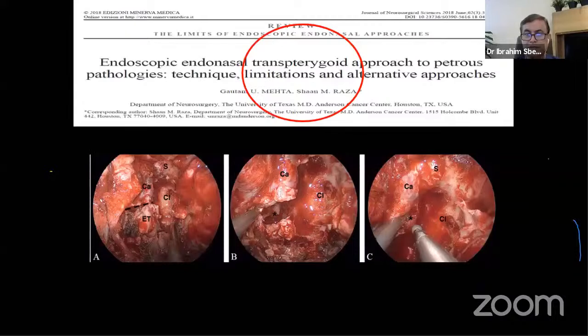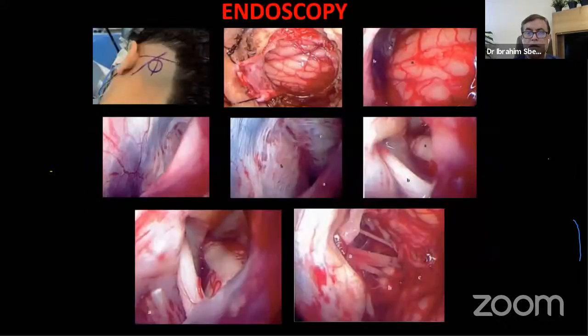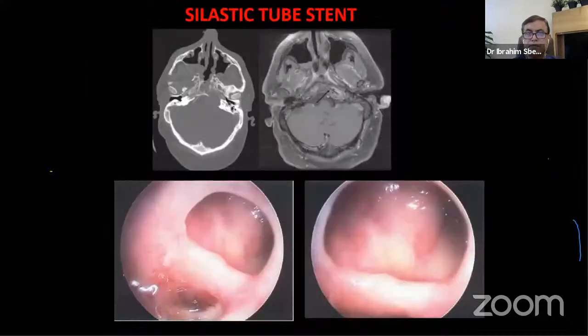Transpterygoid approach. The same thing, you have to go for the petrous apex, or you go endoscopy retrosigmoid. So this is a retrosigmoid approach using the endoscope. You can see the anatomy well, you can see the intermediate nerve, jugular nerve, lower cranial nerves, then you can attack the petrous apex using the endoscope.